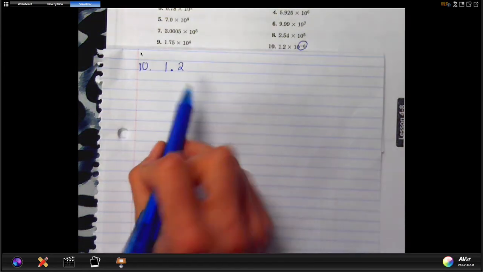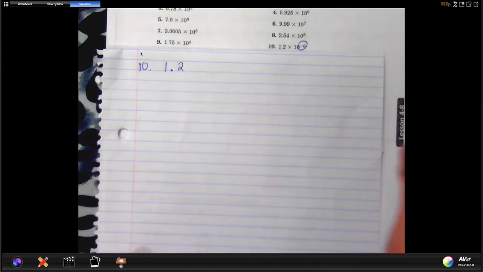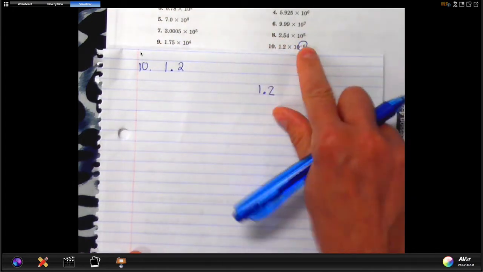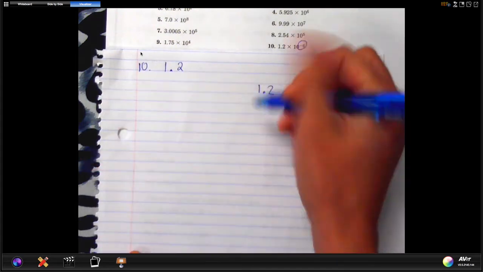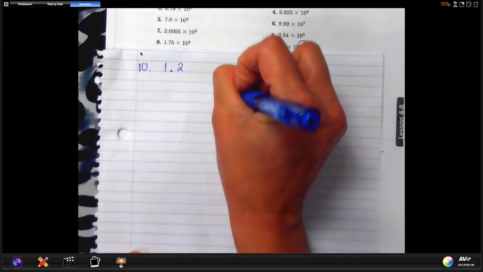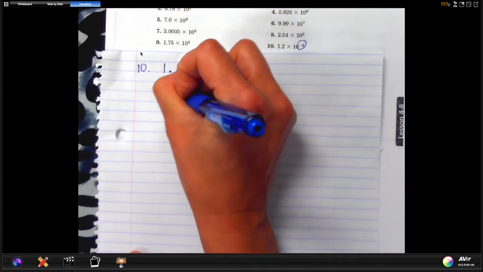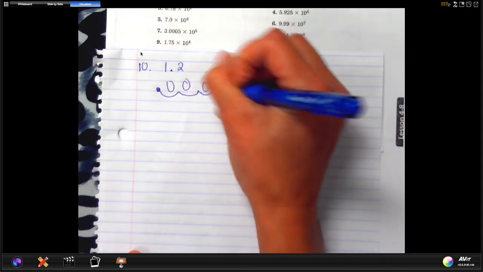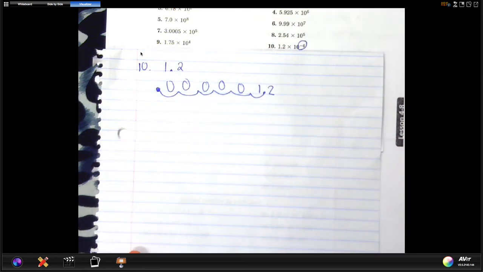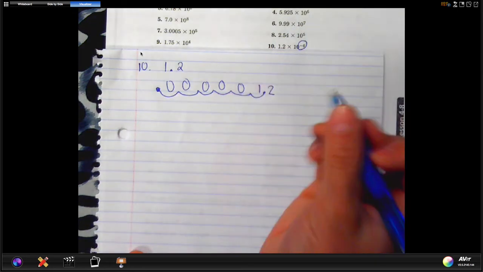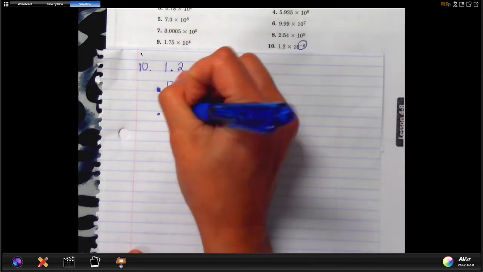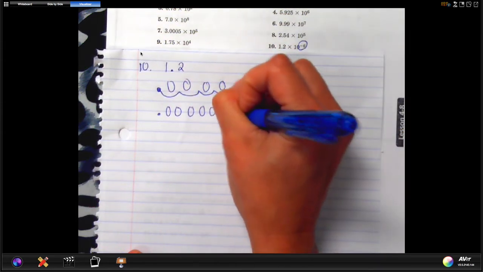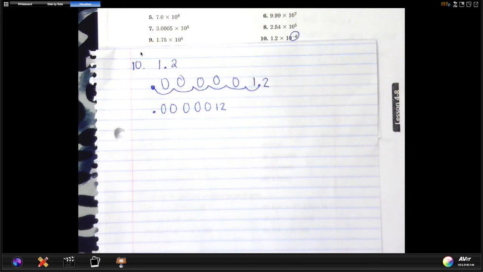Well, if I move it right, it's going to give me a really big number. So I actually should have started my 1.2 over here, because the exponent is negative. I'm moving it out to the left. 1, 2, 3, 4, 5, 6. And you fill those spots with zeros. Then don't leave it that hot mess. You want to rewrite it as 0.000001 2, and that's the answer for number 10.